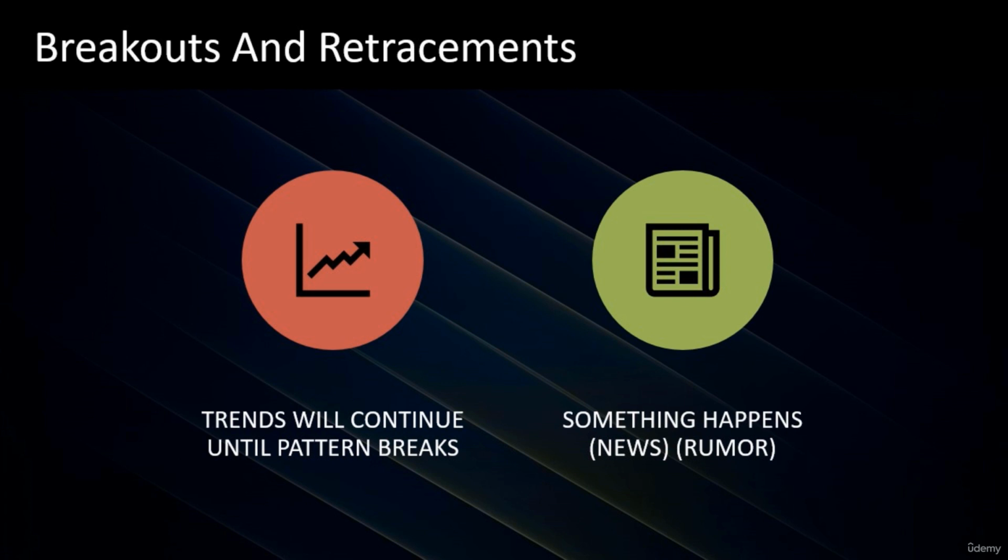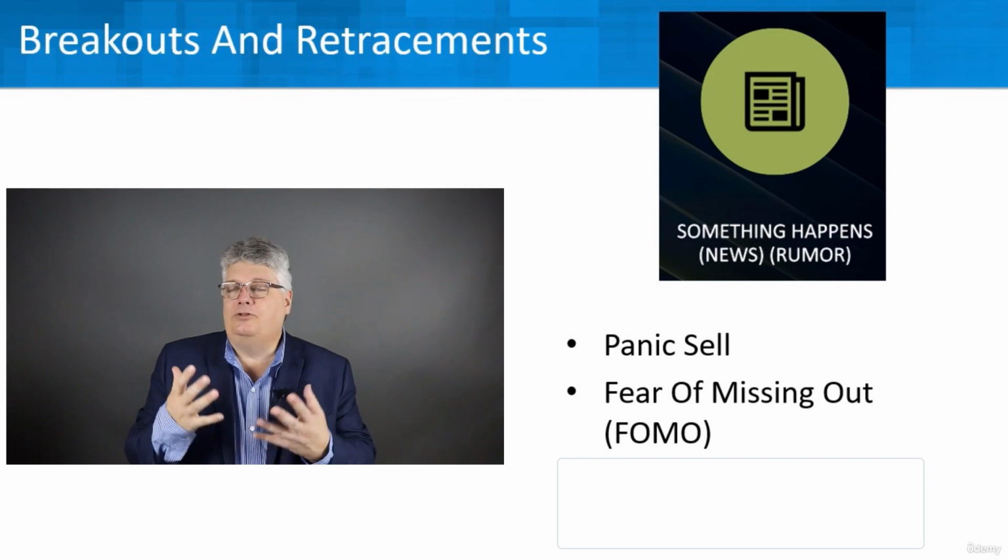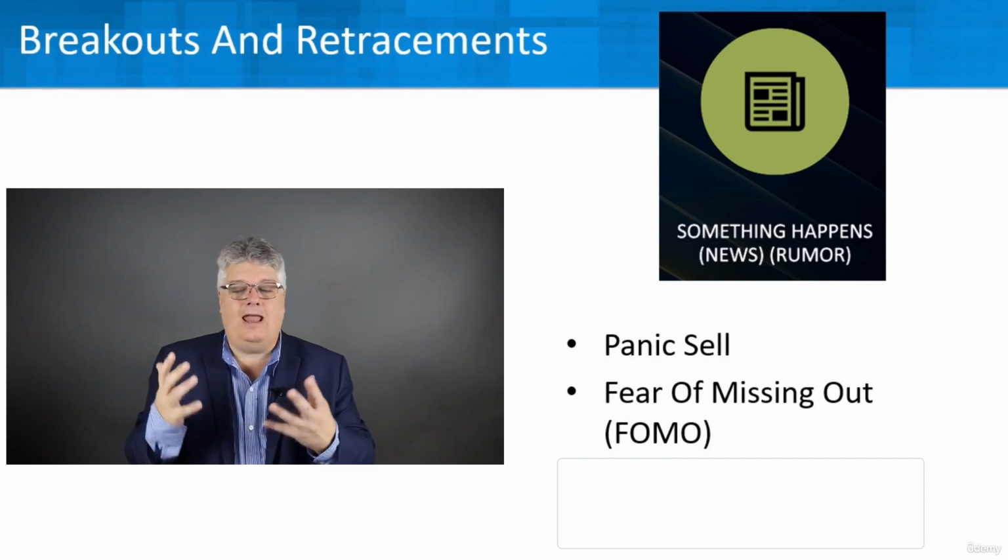So conceptually, trends will continue until the pattern breaks, right? So something's got to break the pattern. A lot of times there's some type of thing in the news, for example, something on a global scale, whatever it might be, or even just a rumor, that breaks the pattern. And that's what might be a breakout, right? It's going to break the pattern. Or it might be a retracement, where it's really not a true breakout.